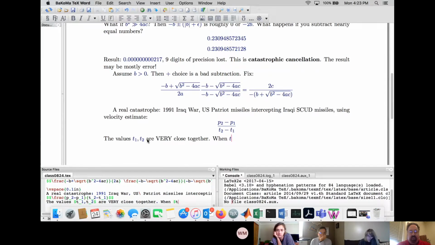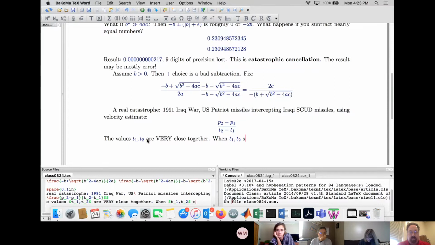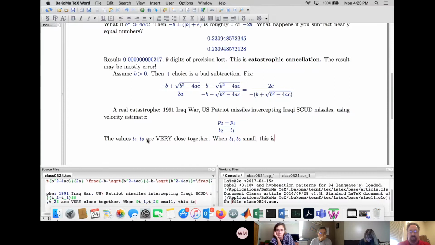Now, when T1 and T2 are small, this is not a problem. Subtracting nearly equal numbers is only a problem if the result, like in this case, is much smaller than the numbers you're subtracting.